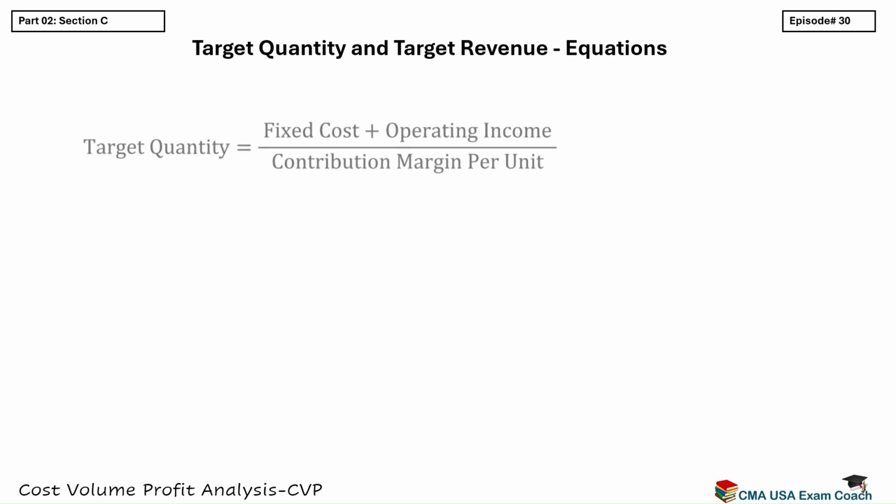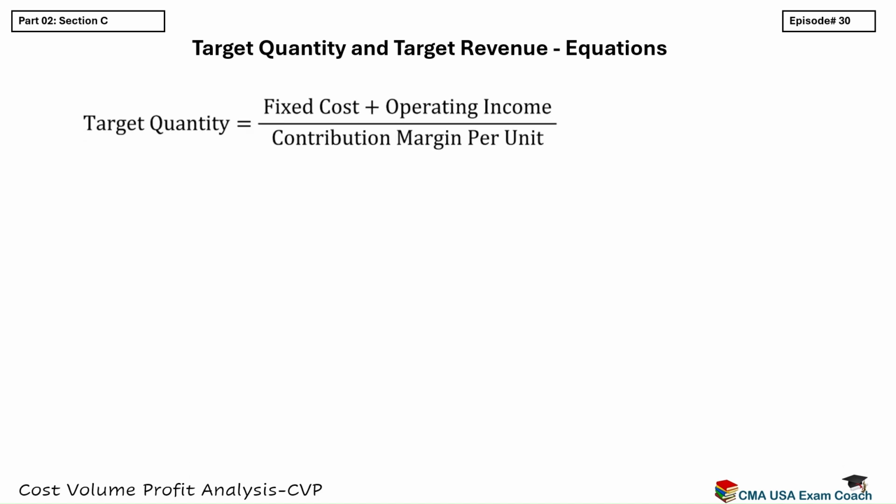First, target quantity formula. Target quantity equals fixed cost plus operating income divided by contribution margin per unit. This equation tells us how many units we need to sell in order to first recover all fixed costs and then earn a target operating income.